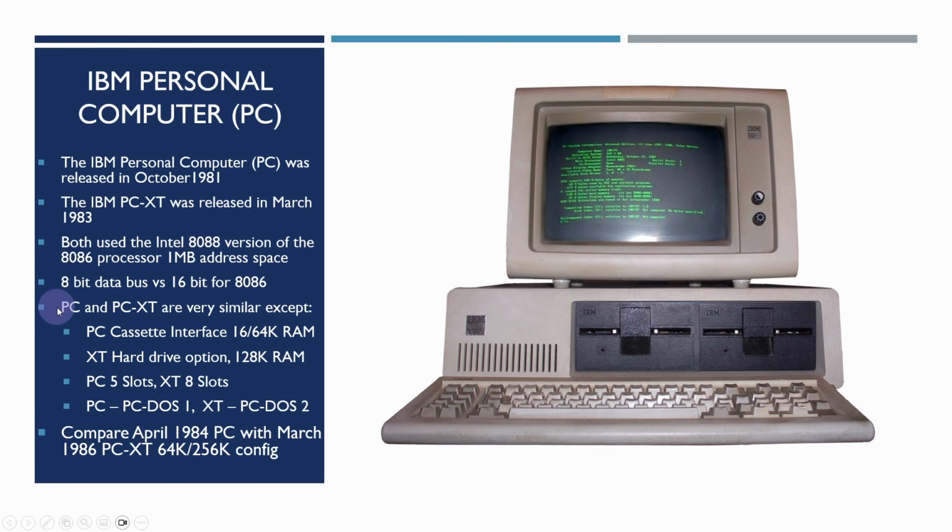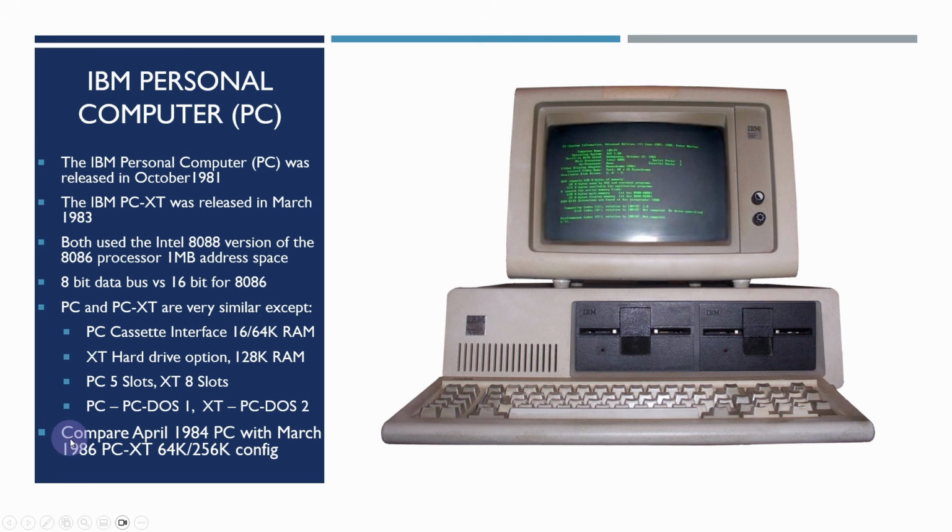Now the PC and the PC-XT are very similar apart from the following differences. So the PC had a cassette interface and at release only had 16 or 64K of RAM, whereas the PC-XT had a hard drive option and came with 128K to start with. The PC had 5 ISA bus expansion slots, whereas the XT had 8. And the PC came with PC-DOS 1 or MS-DOS 1, and the XT came with PC-DOS 2. So this has been enhanced to actually know how to handle hard drives and folder structures.